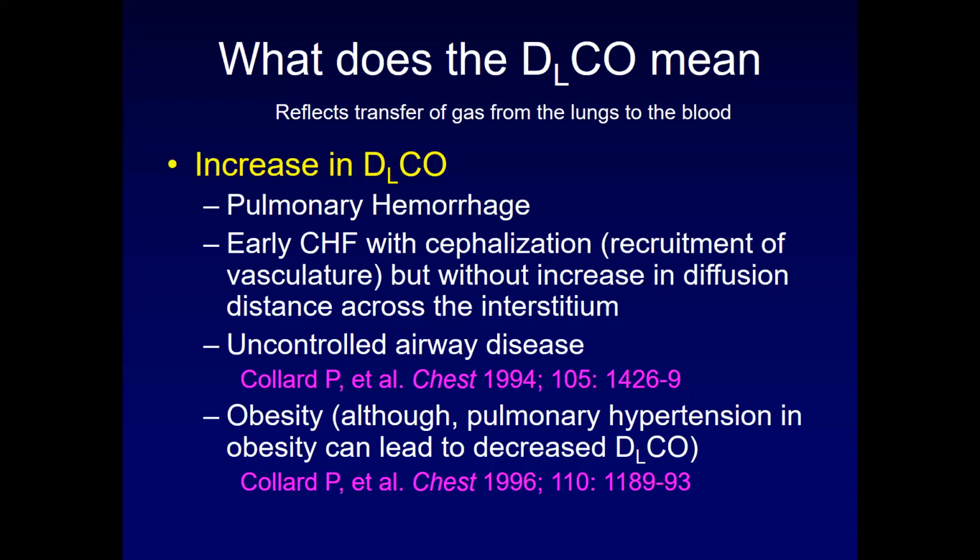So it's not an uncommon occurrence that an individual comes into clinic and tells you that they're worse in terms of their symptoms. Their flows have dropped, but their DLCO goes up. That's a pretty classic finding in somebody who's got an airway disease exacerbation. And obesity, through the same mechanism, where individuals are breathing harder and faster to try to move air in and out of their lungs, can also increase the diffusion capacity. Although, frankly, if they develop pulmonary hypertension associated with the obesity, that will decrease the diffusion capacity.